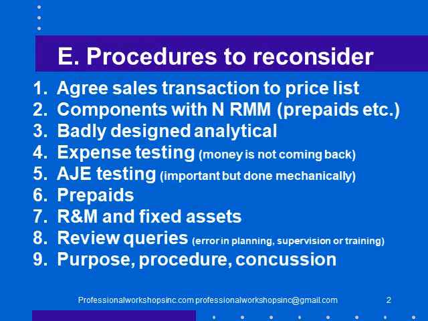Agreeing sales transactions to a price list, dealing with components with negligible risk of material misstatement, prepaids for instance, badly designed analytical procedures, expense testing. Is there any point to it? The money's not coming back. It's a dead transaction. It occurred in January. What do we care? How could it be wrong? Journal entry testing. It's important to do this, and there could be problems that you could detect during journal entry testing, but if you do it mechanically, you're just going to end up with pages and pages of documentation, and you may well have missed the point.